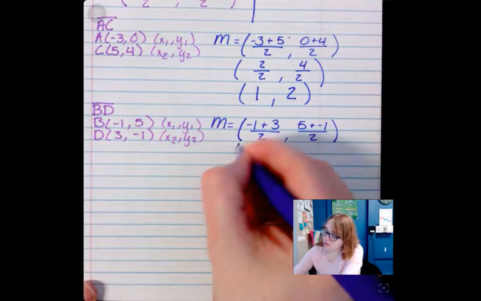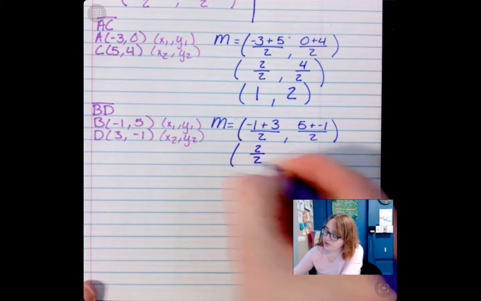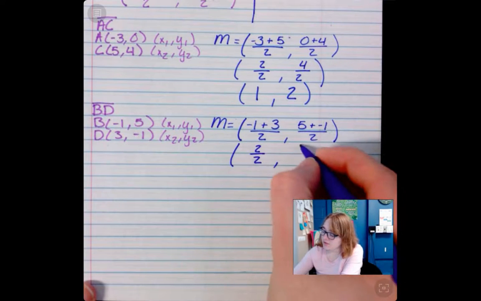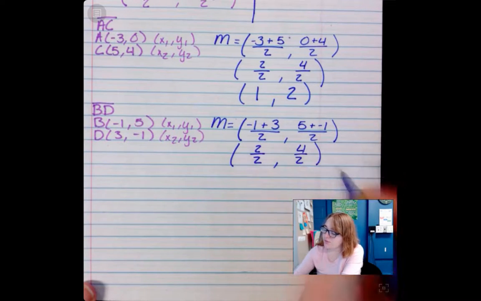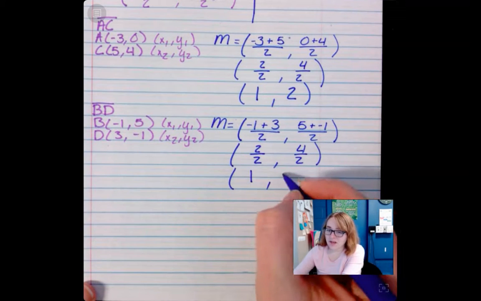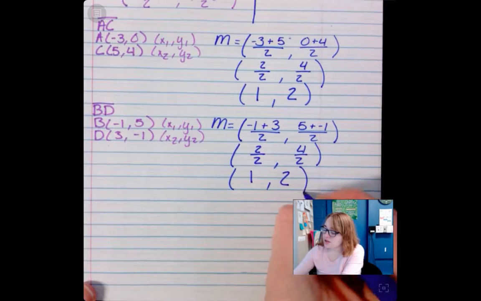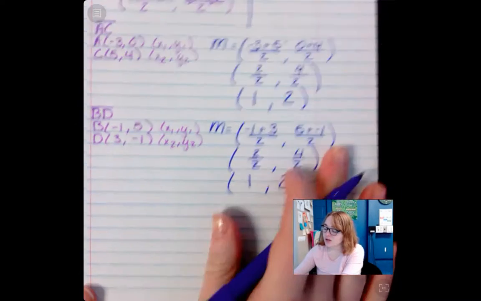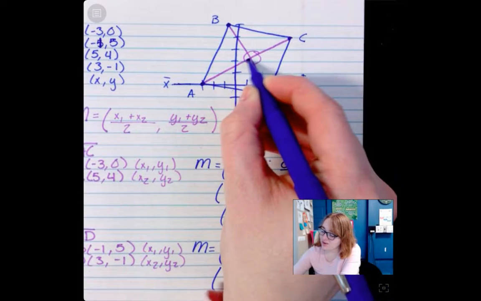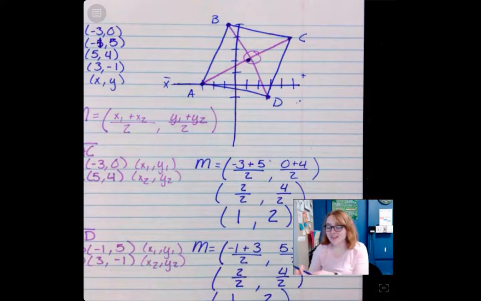-1 plus 3 gives us a positive 2 over 2. And then 5 plus a -1, or 5 minus 1, gives us 4 over 2. 2 divided by 2 again gives us 1, and 4 divided by 2 again gives us 2. So since our two midpoints match, we did find this point. It's not exact, since this is hand-drawn, the point's actually right around here, but it's close. So since our two midpoints do match, then our diagonals do bisect. That matches one of our super cool rules.